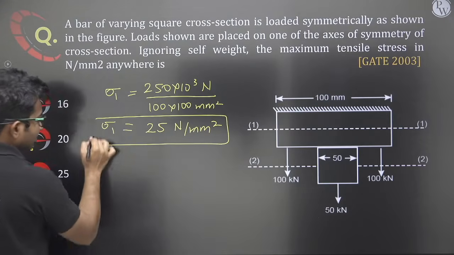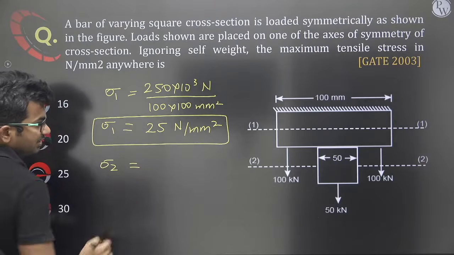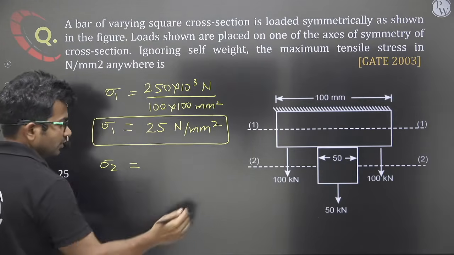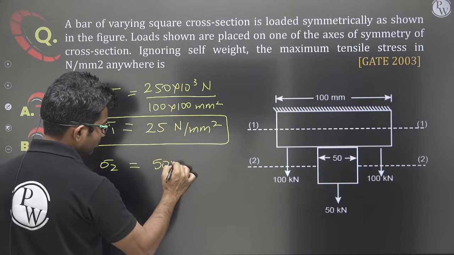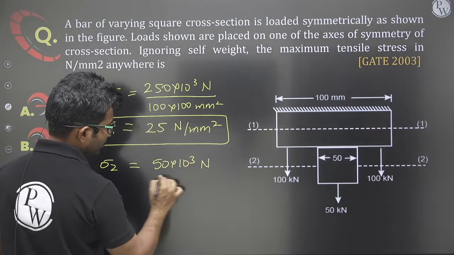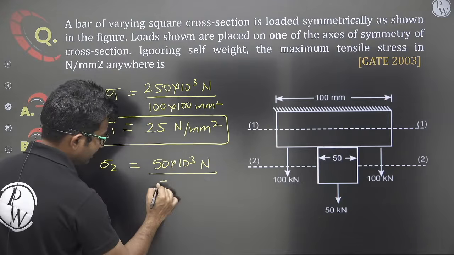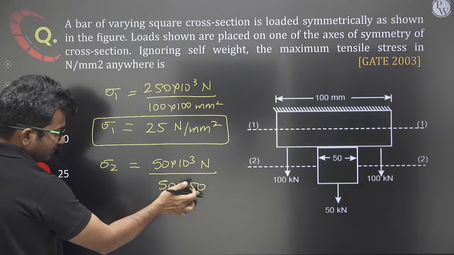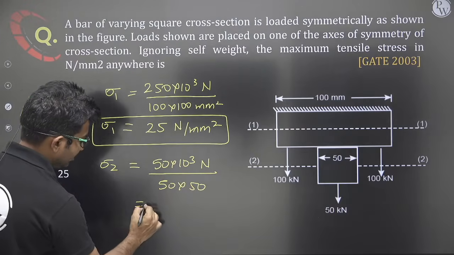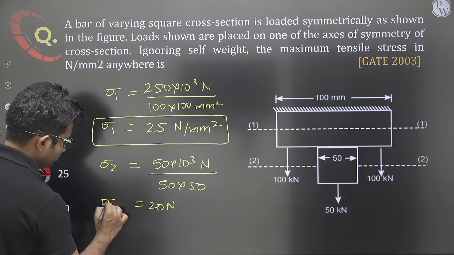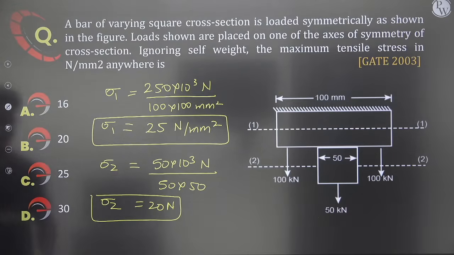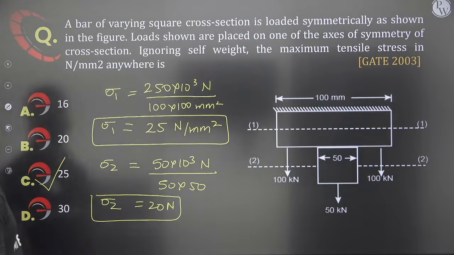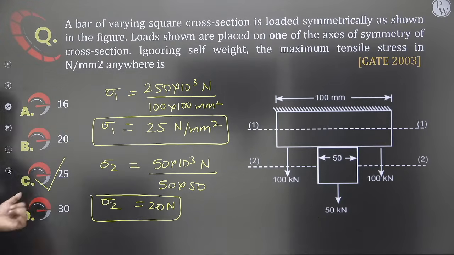Now let us calculate sigma 2. Sigma 2 will be equal to force divided by the area of this part. The force is 50 kilonewton, so 50 into 10 to the power 3 Newton divided by the area, which is 50 into 50. This will come out to be 1000 by 50, that is 20 Newton per mm square. So the maximum stress will be the greater of these two, that means 25 Newton per mm square. So the correct answer will be option C.